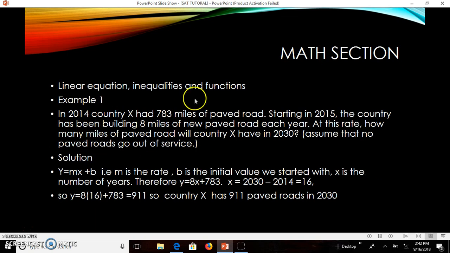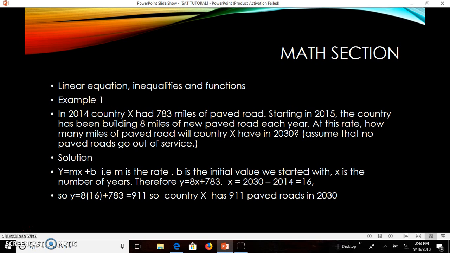Now, this is the first question. In 2014, country X had 783 miles of paved road. Starting in 2015, the country has been building 80 miles of new paved road each year. At this rate, how many miles of paved road will country X have in 2030? Assume that no paved road goes out of service.